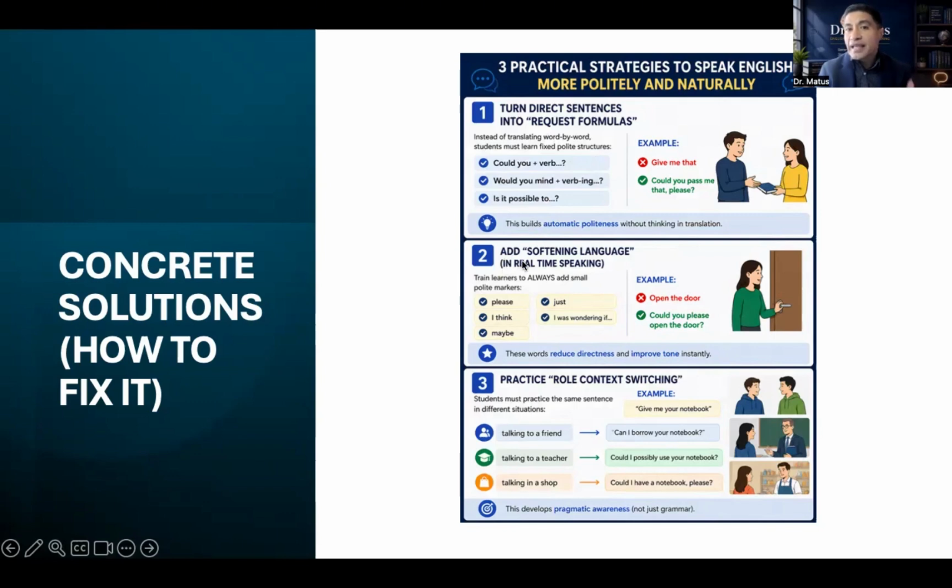Tip number two, add softening language in real-time speaking. If you're a teacher, you can have your learners always use small polite markers such as please, I think, maybe, just, I was wondering if. For example, instead of saying or teaching, open the door, or if you're a learner, instead of using open the door, you may go towards, could you please open the door? These words reduce directness and improve tone instantly.